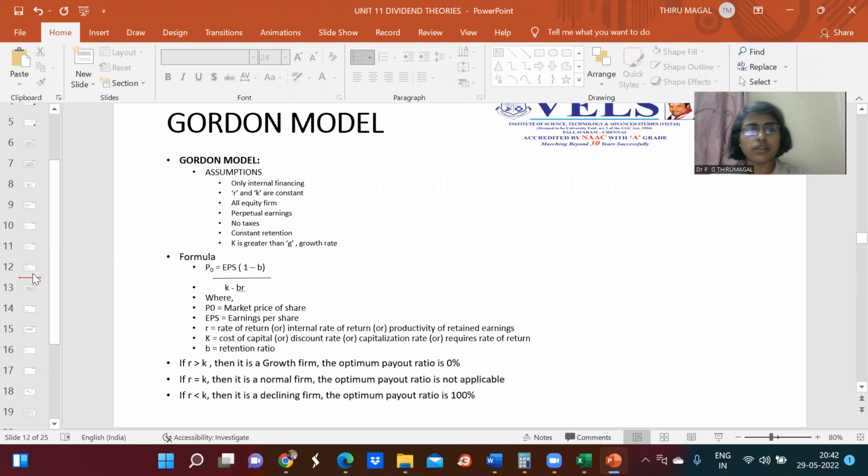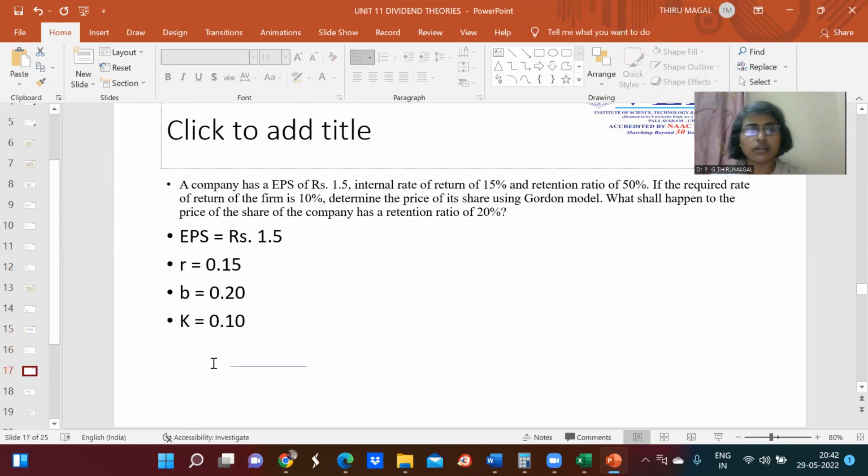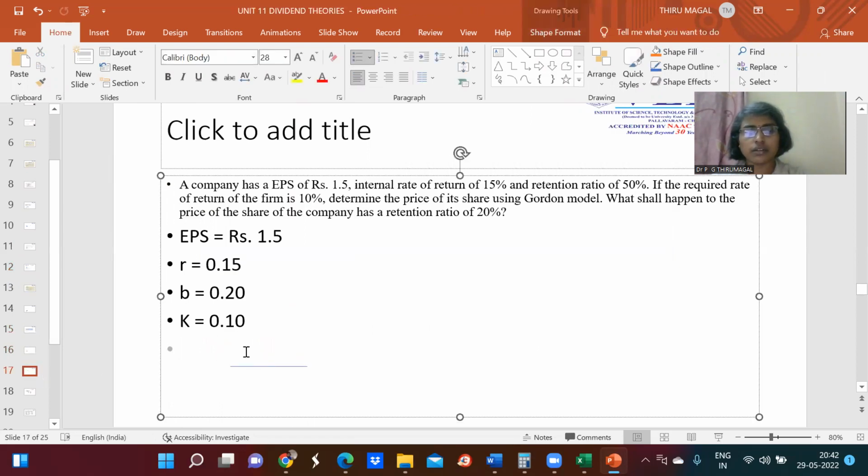So the same formula we'll use. The formula we can use the same, whereas the remaining K, R and all other values remain constant here. So now in this we'll substitute the values. EPS is same, 1.5. 1 minus B, 1 minus 0.20 means 0.80, divided by K. K is 0.10. B into R. B value is 0.20, multiplied with R value 0.15.